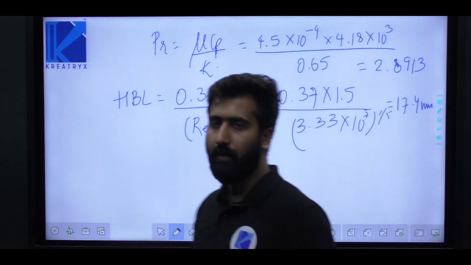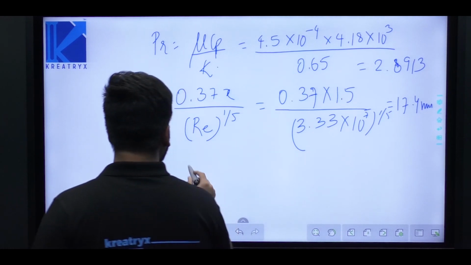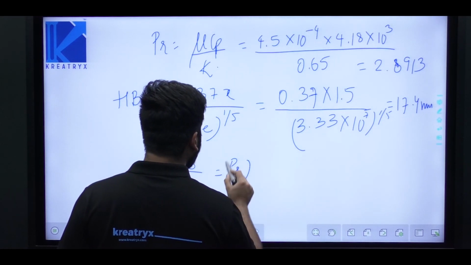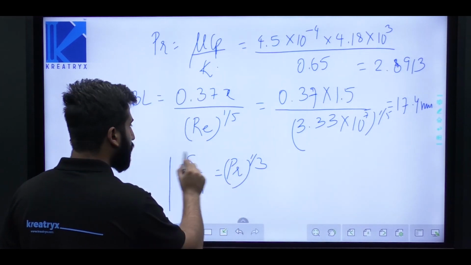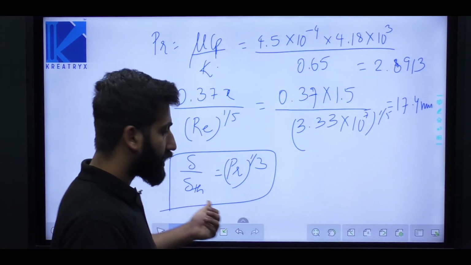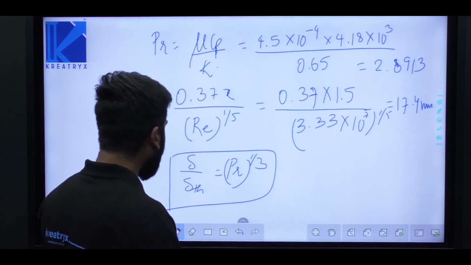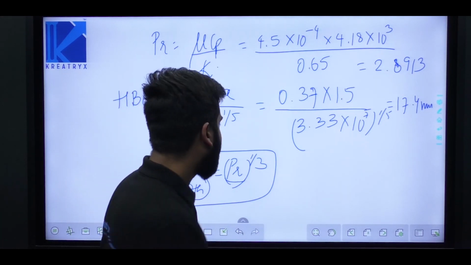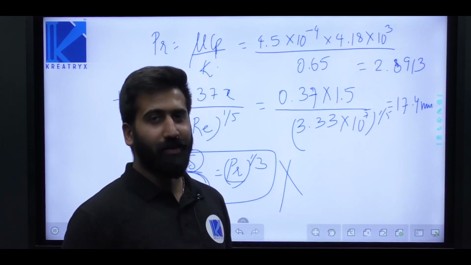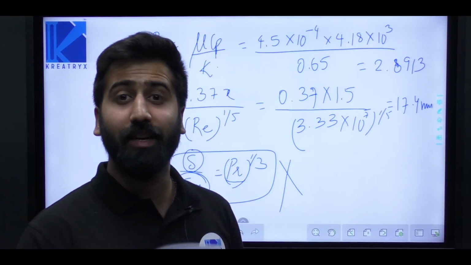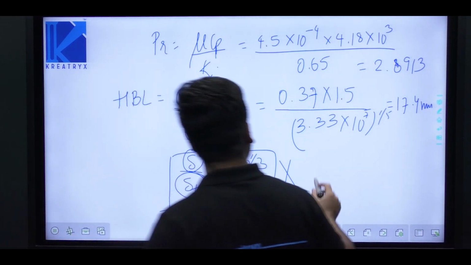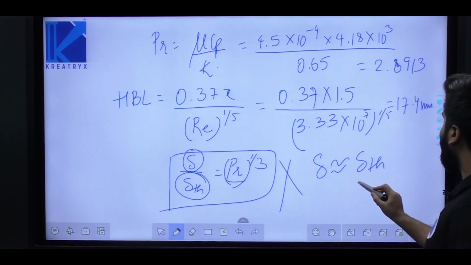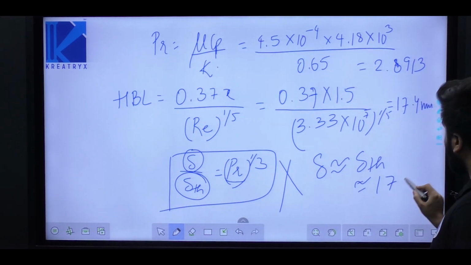And now, what you will do is delta upon delta thermal is equal to Prandtl number raised to the power 1 by 3, and you will get your answer by this formula. Because you have delta with you and the Prandtl number with you, you can find delta thermal. But this is wrong. All of you will do this, and this is wrong, because this is a case of turbulent flow, and in turbulent flow, delta is approximately equal to delta thermal, which will be equal to 17.4 mm.